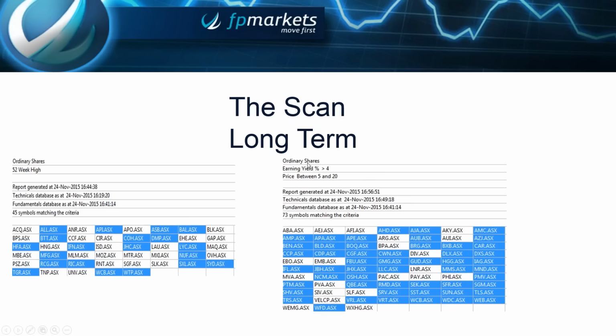The next scan here is ordinary shares. So I've scanned here the earnings yield, more than 4%, and a price between $5 and $20. So it gives us something to look at that might suit your underlying requirement for what might be suitable for your portfolio, what might be suitable to basically look at on a day-to-day basis. So these 52-week highs and these types of fundamental scans can bring some really interesting results.